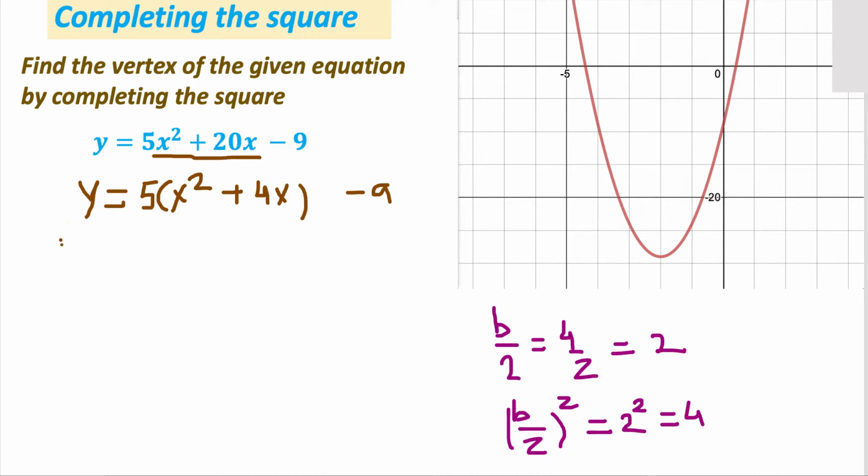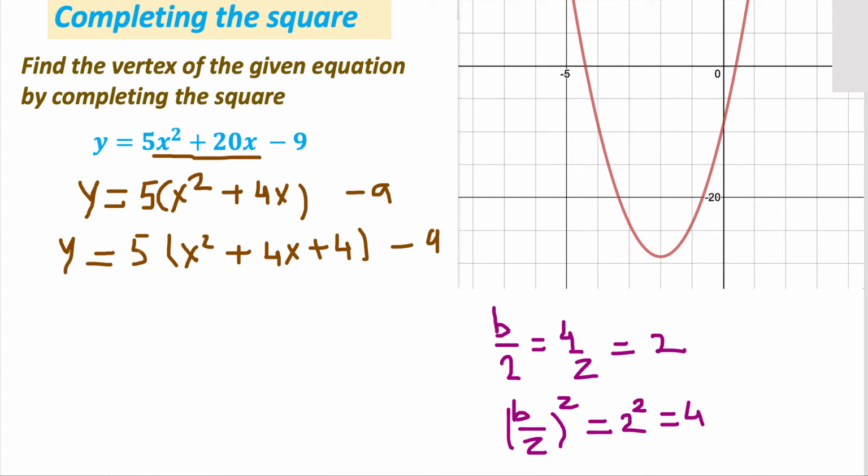And now let me rewrite this equation. Y is equal to the 5 x squared. So I'm rewriting this x squared plus 4x. And in this equation here, I'm going to add this b over 2 squared, because we are completing the square here inside the parentheses. And here is a 4. But because I add here 4, I'm going to subtract positive 4. I'm going to subtract here the value what I added here.